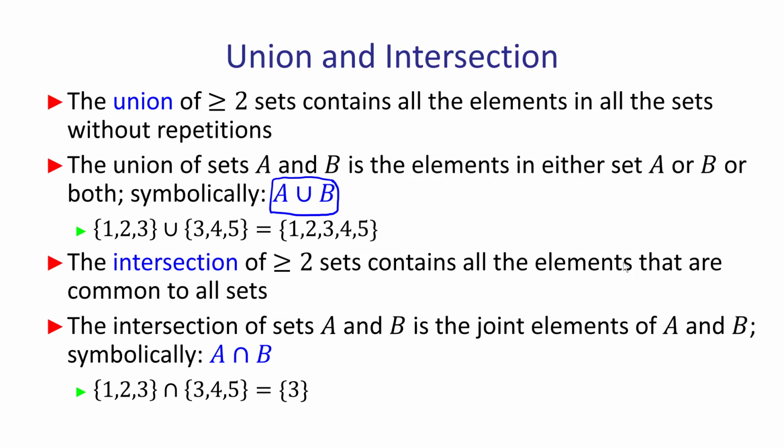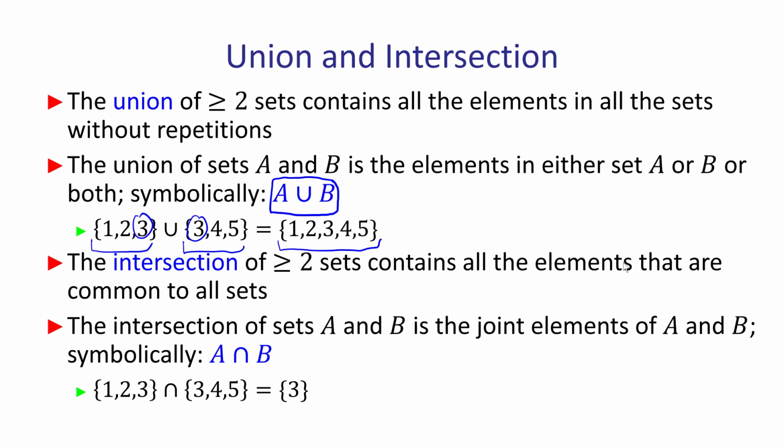For example, if you have set 1, 2, 3 and another set 3, 4, 5, their union will be all of the elements in both sets, which is 1, 2, 3, 4, and 5. Pay attention that element 3 you have in both sets, so you don't need to repeat it, because it will not change the final set.